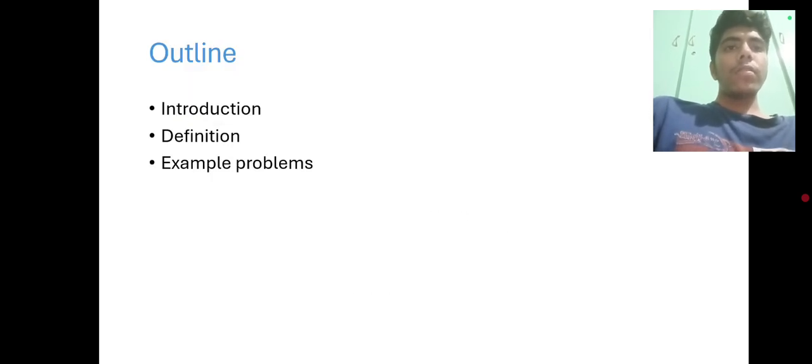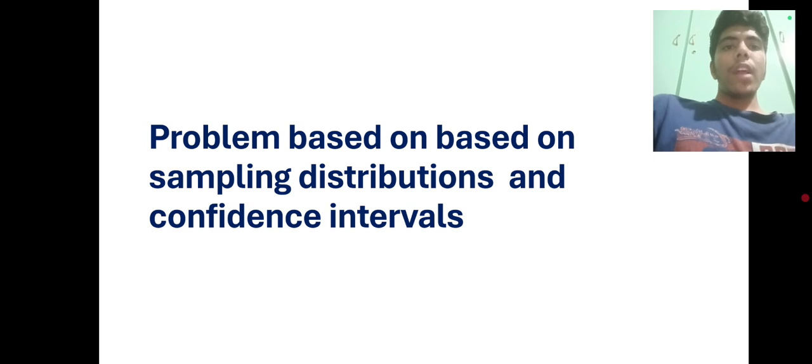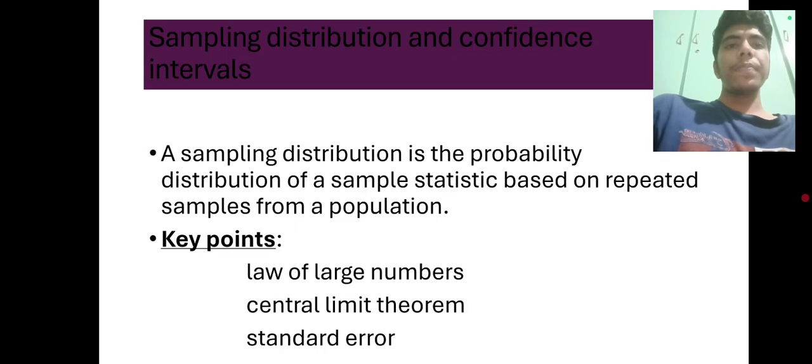The video presentation outline is introduction, definition, and example problems. My topic is problem based on sampling distributions and confidence intervals. A sampling distribution is a probability distribution of a sample statistic based on repeated samples from a population. Key points: law of large numbers, central limit theorem, standard error.